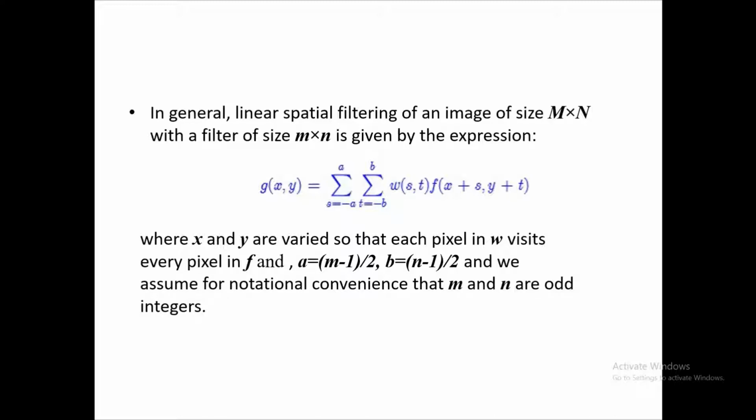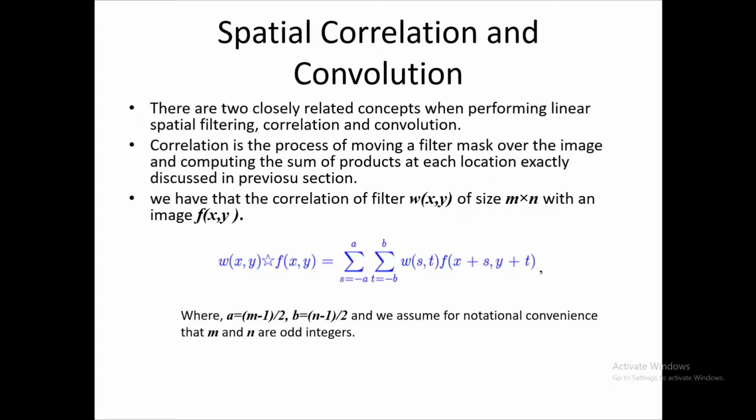As I mentioned before, the size of the filter is of odd size, with the smallest size of 3 by 3. Now we'll talk about spatial correlation and convolution. There are two closely related concepts when performing linear spatial filtering, and these are correlation and convolution. Correlation is the process of moving a filter mask over the image and computing the sum of product at each location, exactly as discussed in the previous section.